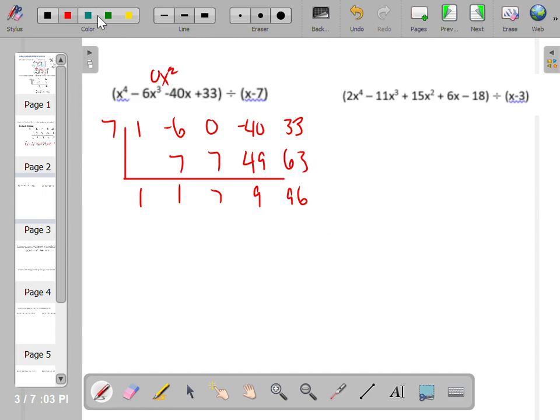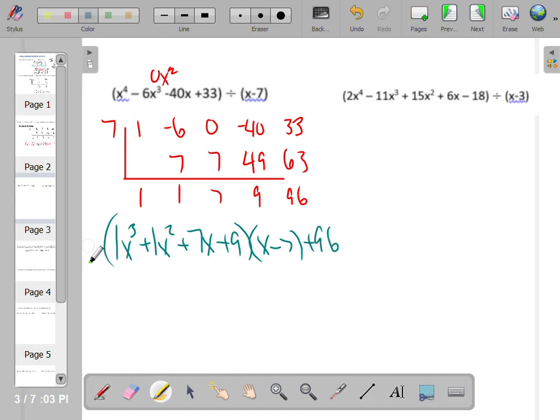The way we write our answer is, since this was degree 4, these are the coefficients of a degree 3 polynomial, 1x cubed plus 1x squared plus 7x plus 9. That's your quotient. Our divisor was x minus 7, and I'm going to put the remainder, 96, on the end, plus 96. That's how we're going to write our answer, and that's it.